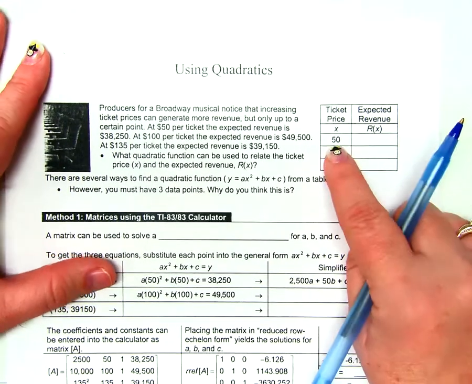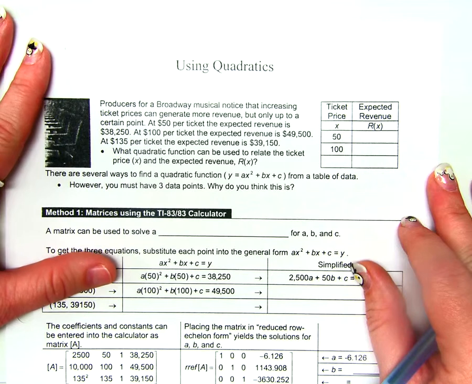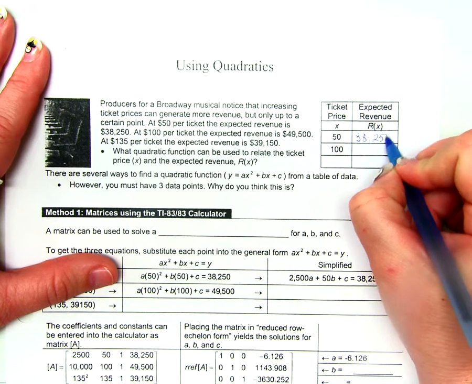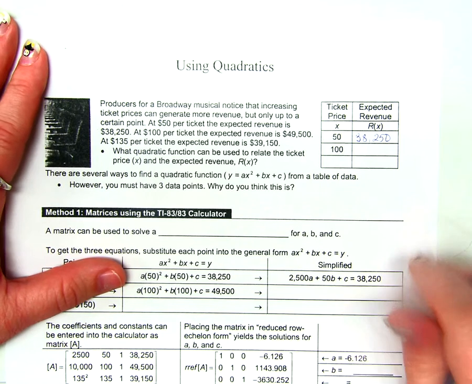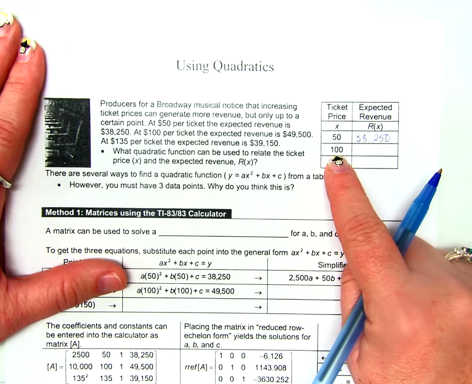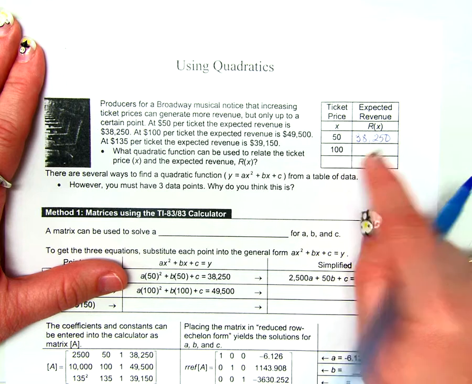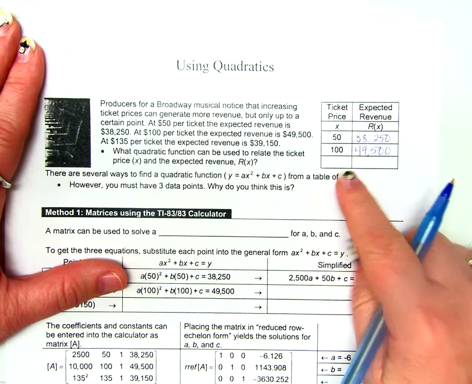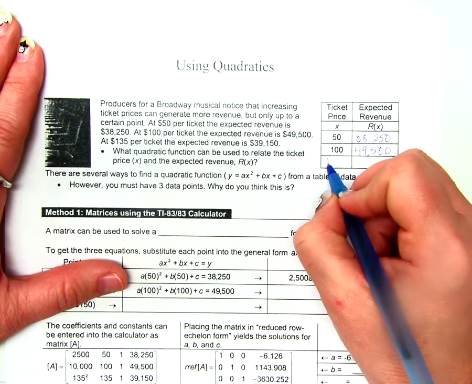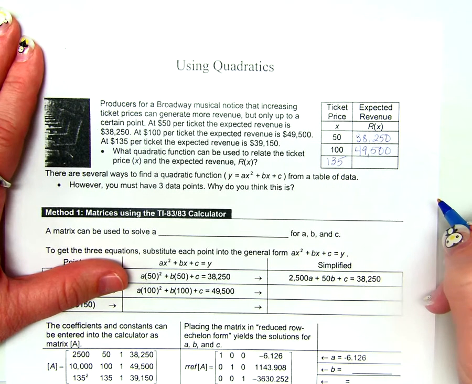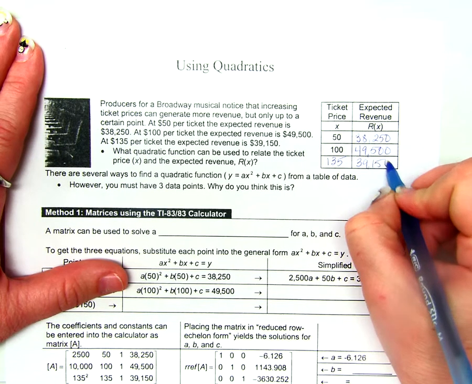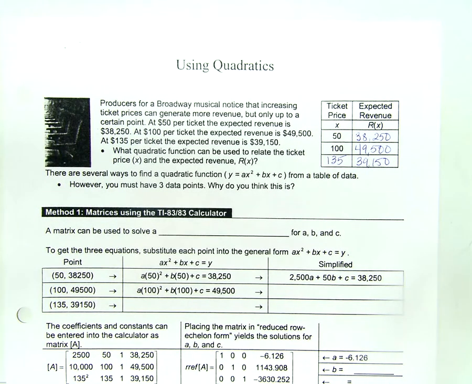If we have $50 in ticket price, what is our expected revenue? $38,250, right? If our ticket price is $100, what's our revenue? $49,500. And do we know any more information? At $135, our expected revenue is $39,150. Right? We don't need the dollars in our table, but we know that's money, right?